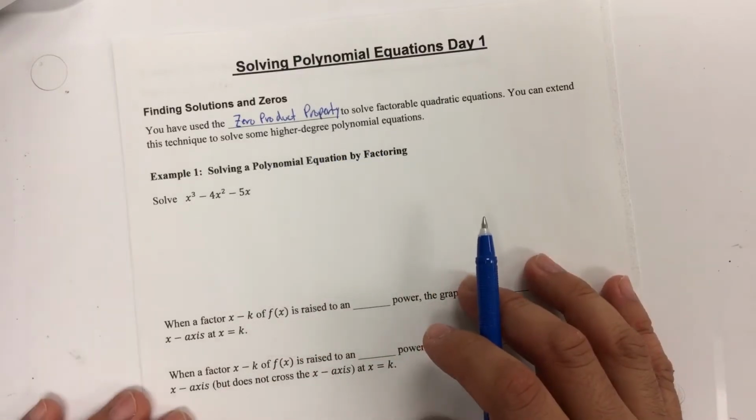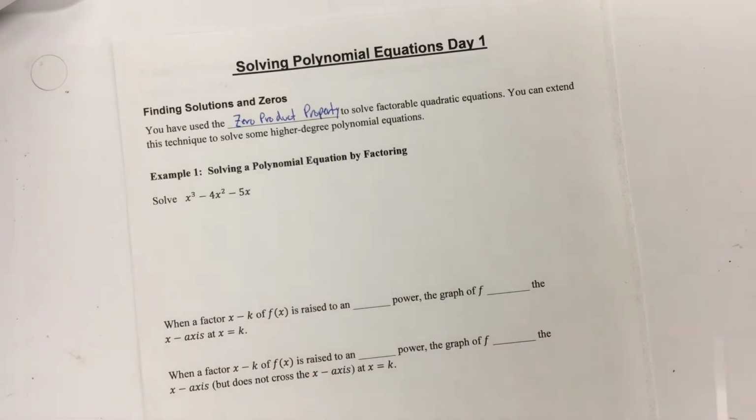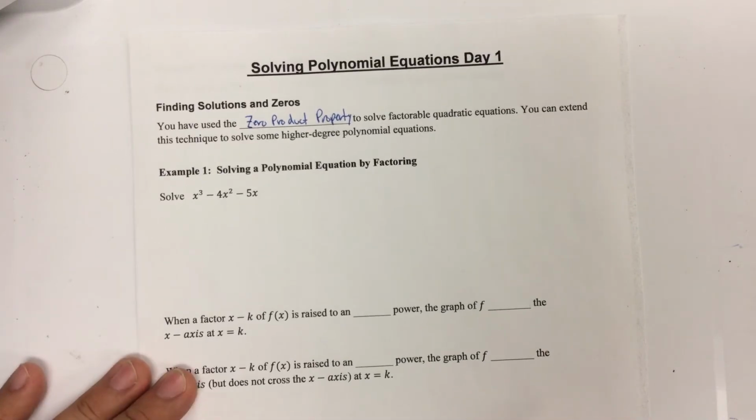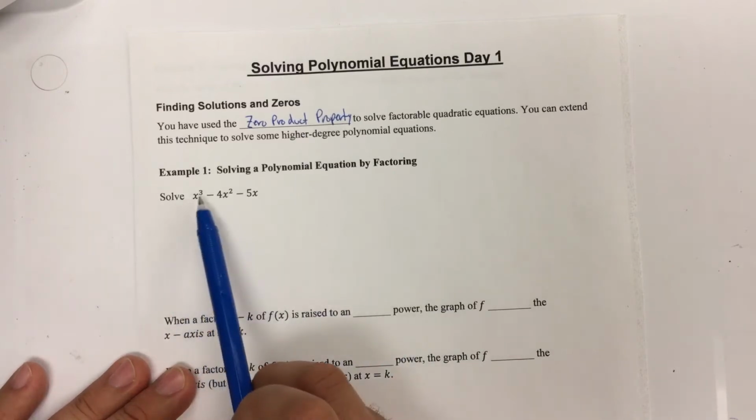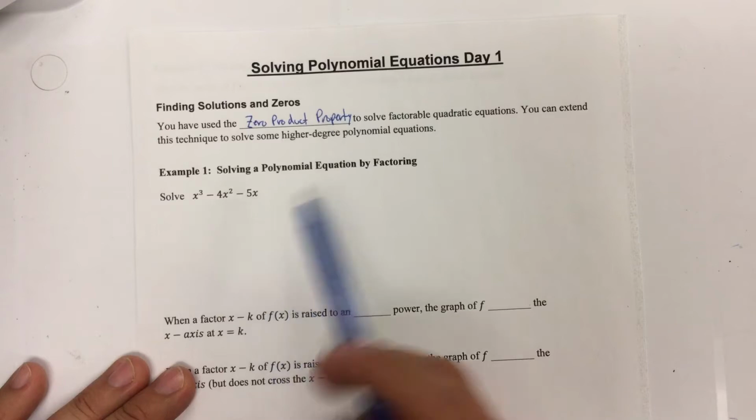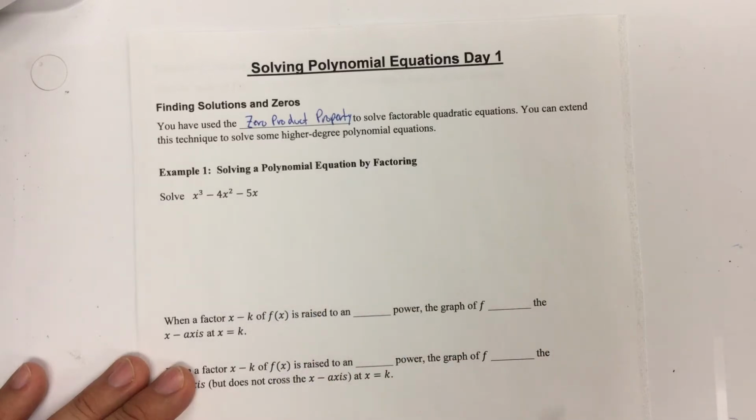So here's an example. This one's pretty straightforward. When you're solving by factoring, it's what we've been doing, except now we're going to set them equal to 0 and solve. If you go through the steps, the first step is, is it in standard form? Well, we have 3, 2, 1, and no constant, so that's fine. Yes, it is in standard form, the polynomial.